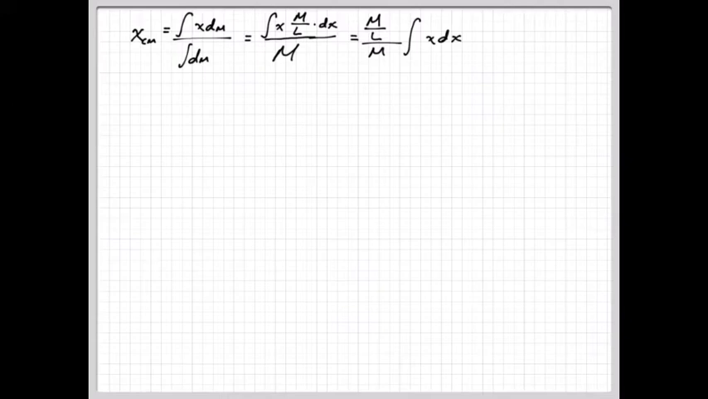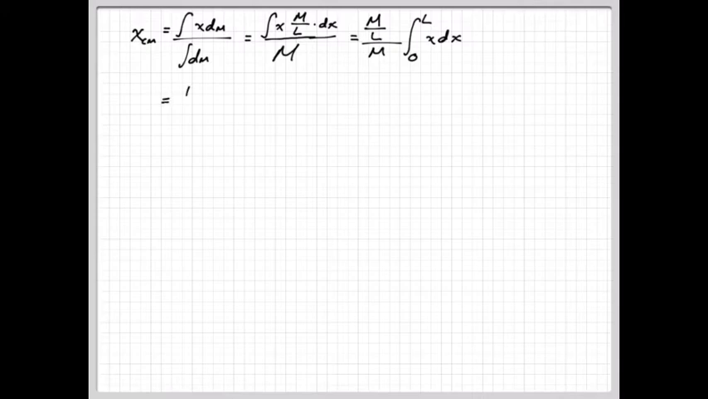So what are we integrating over? Well, if we start at the left end of the stick, we'll call that 0, an x value of 0. And then we get all the way to the right end of the stick, which is the value of whatever L is, whatever the length of that stick is. Okay, so we'll calculate this integral.